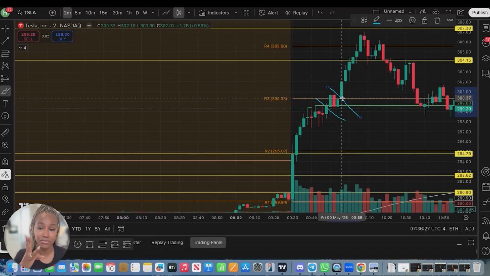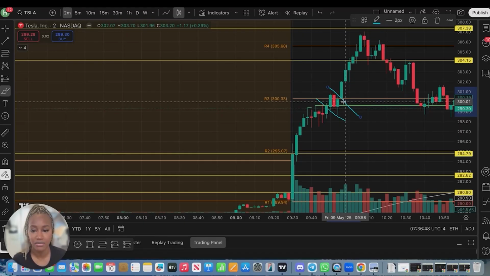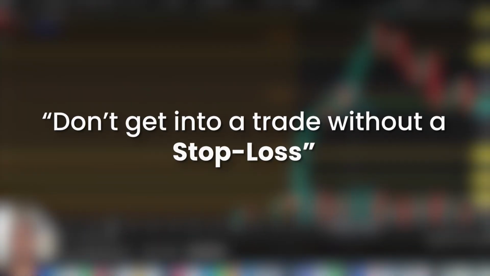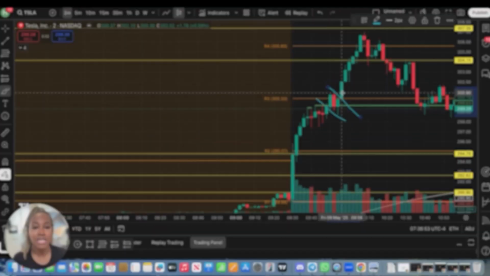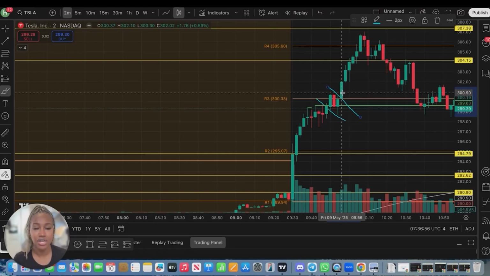I have 3 confluences at this time. Broke pre-market high, has a nice trend, broke my flag, and also held above that level. I got 4 confluences actually. So at this point, y'all, I'm entered into the trade here at the 9:46 candle, and my stop loss is simply on the opposite side of that, okay? And remember, you don't get into a trade without a stop loss. You just don't, okay?